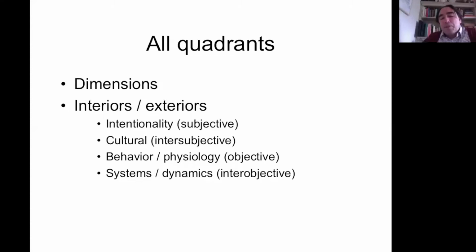Take, for example, the one thing I haven't mentioned so far. I gave examples of behavior a minute ago, but physiology is also in the objective quadrant. That'd be like your heart rate or your blood pressure or things like that.